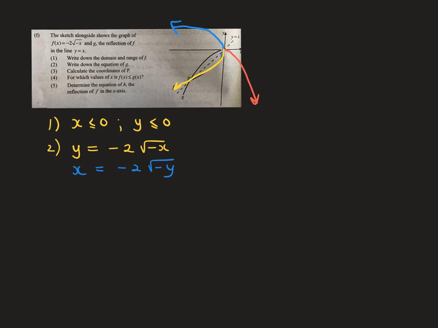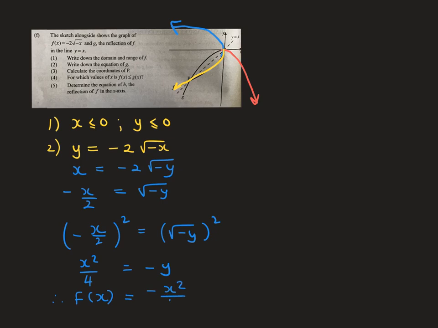We're going to divide both sides by negative 2. So negative x over 2 is equal to root negative y. Now we need to square both sides, including the negative. So negative x over 2 all squared is equal to root negative y all squared. So x squared over 4 is equal to, when you square the square root, you're left with what's underneath, negative y. Now we just need to divide both sides by negative 1. So g of x is equal to negative x squared over 4.